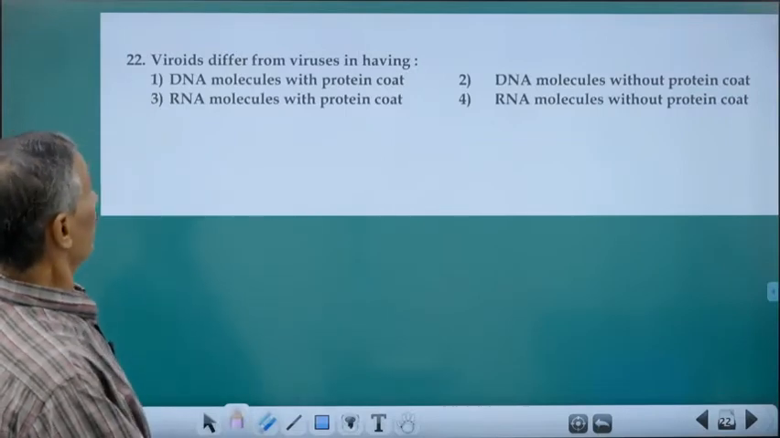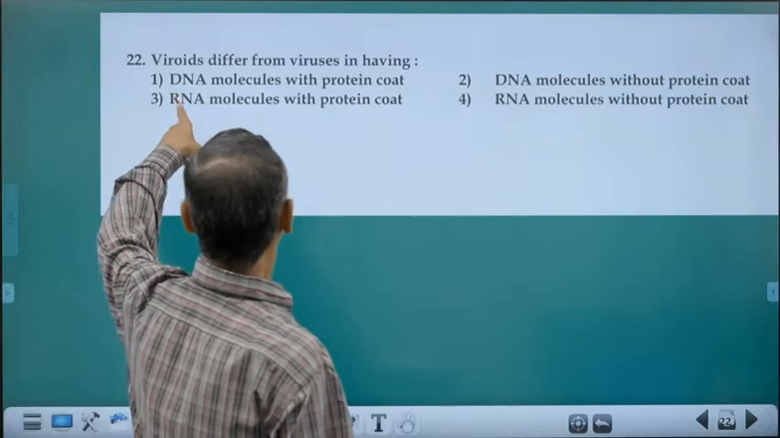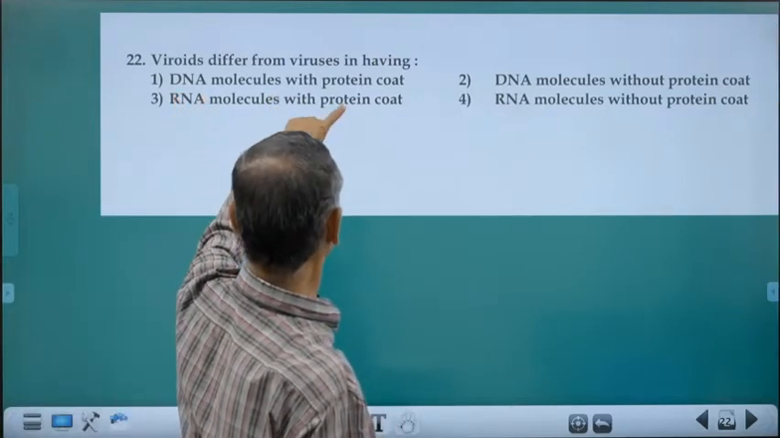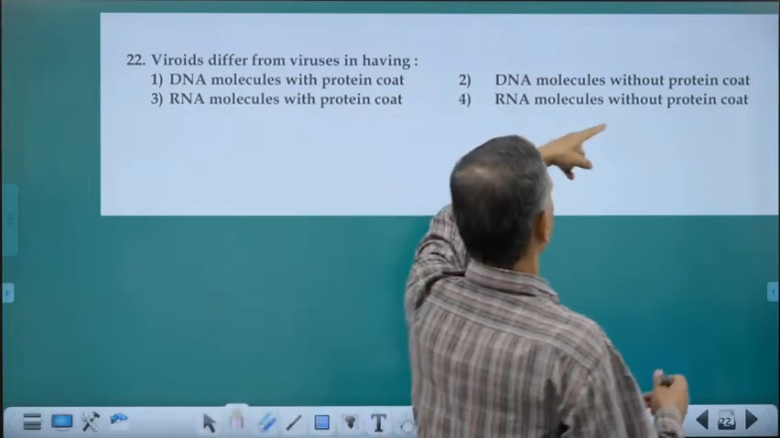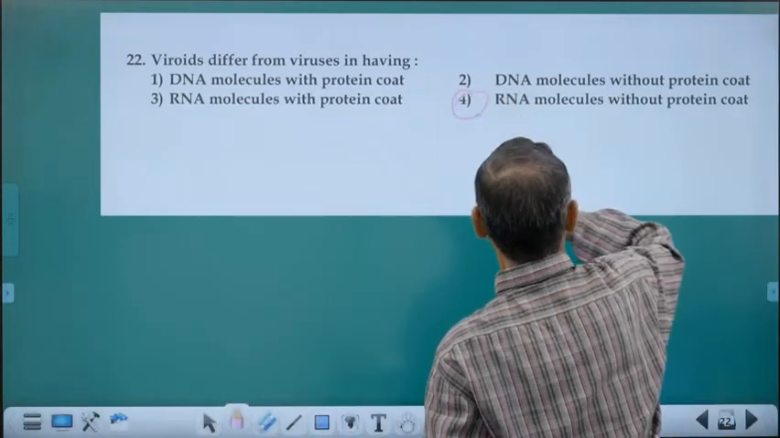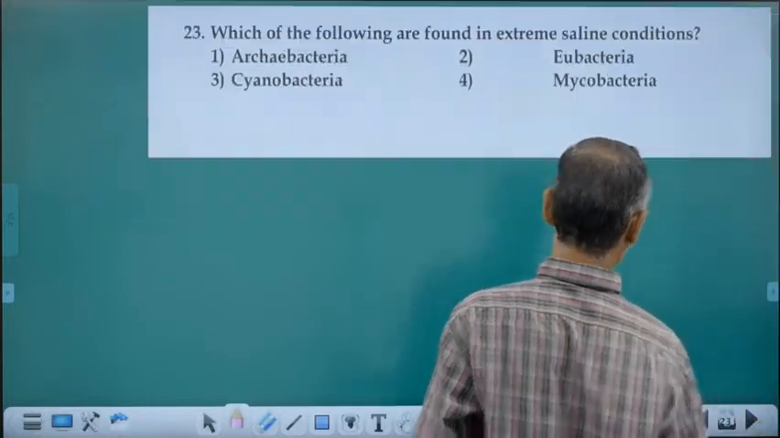Viroids differ from viruses. We have discussed it earlier. Viroids: DNA molecule with protein coat, no. RNA molecule with protein coat, no. RNA molecule without protein coat, that's the correct answer. DNA molecule without protein coat, no.